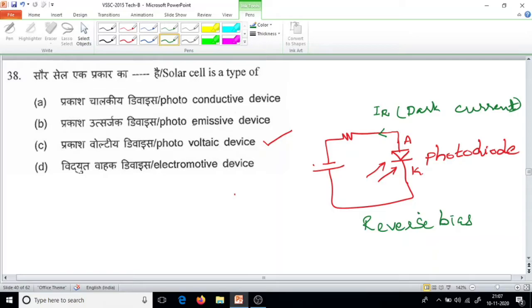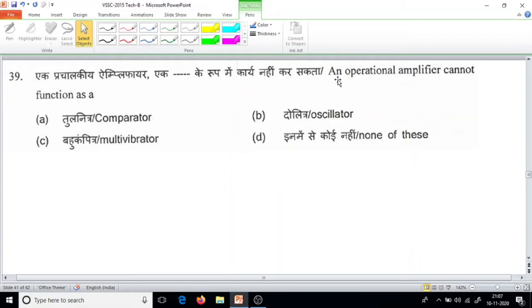So this also will be useful for you. The solar cell is a type of photovoltaic device. And what is the efficiency of a solar cell? It is usually 15%. Solar cell gives an efficiency of 15% normally. So we will go to the next question.